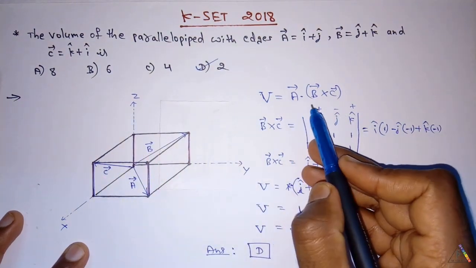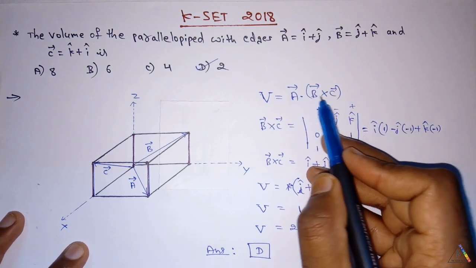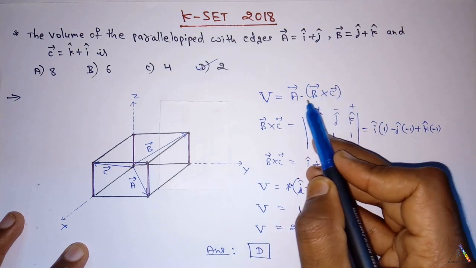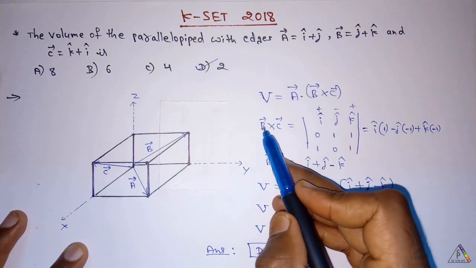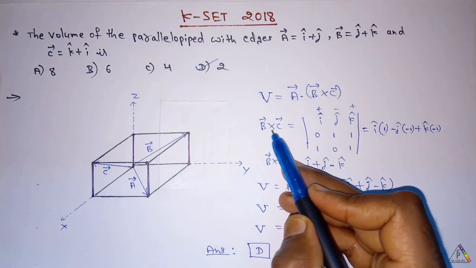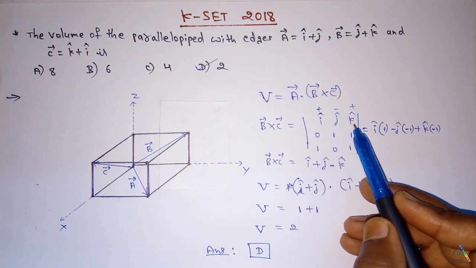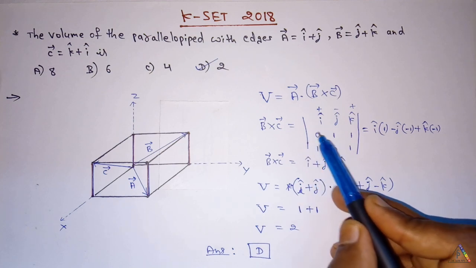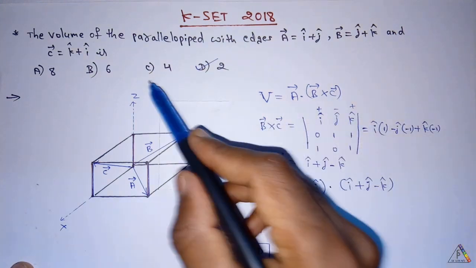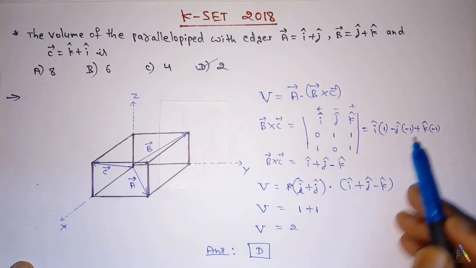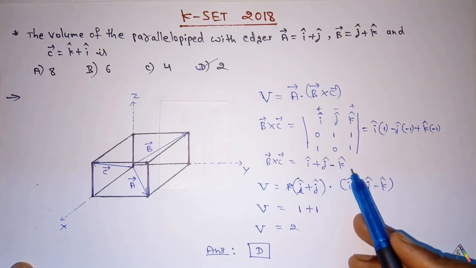and the volume of this parallelepiped is A vector, the dot product with the cross product of the B vector and C vector. This is the relation between the dot product and cross product of three vectors. First I am finding the cross product of two vectors as i cap, j cap, k cap, and these are all the magnitudes of the components of B vector and the magnitudes of components of the C vector. By taking the determinant, the B vector cross C vector is i cap plus j cap minus k cap.